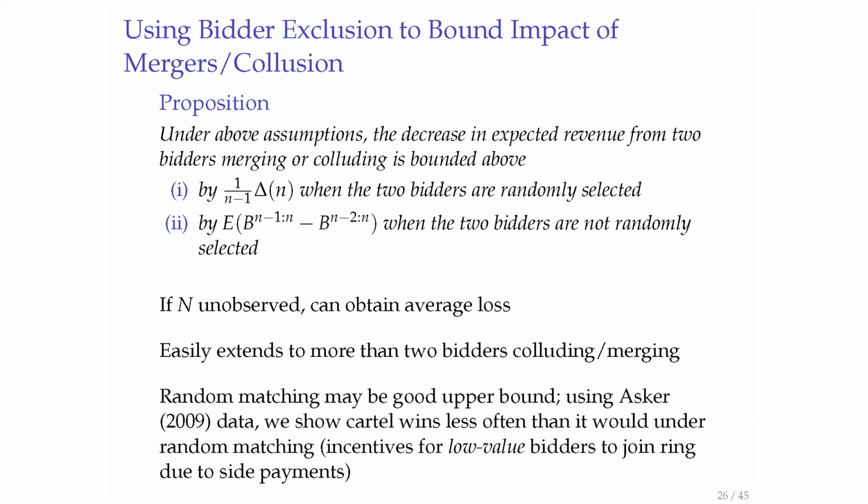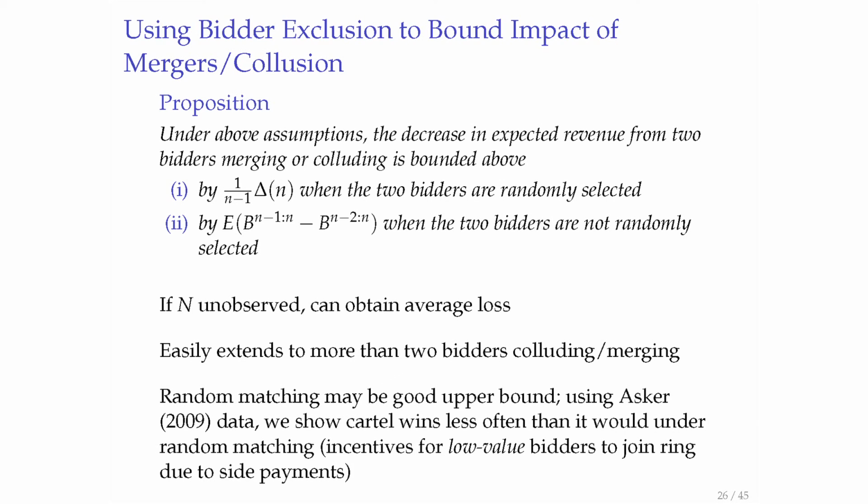And we show that under those assumptions, you can get a bound on the seller's loss that ends up being 1 over n times the bidder exclusion effect if the two bidders are randomly selected, or you can get a larger upper bound if the two bidders were non-randomly selected. You might think, why would it be two random bidders that happen to merge or collude with each other? Wouldn't it be the two highest value guys who want to merge? And it definitely would be. Those are the guys who want to merge. But it's going to be hard to convince the other guy that, listen, I'm one of the high value guys, we should merge together. And you can see we show this using Asker's data.